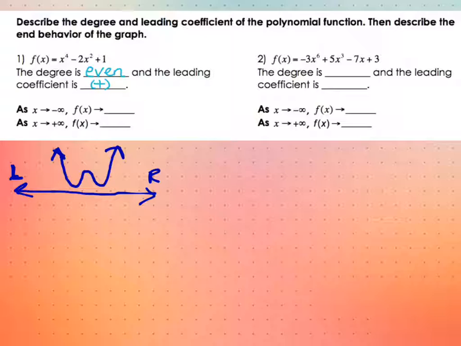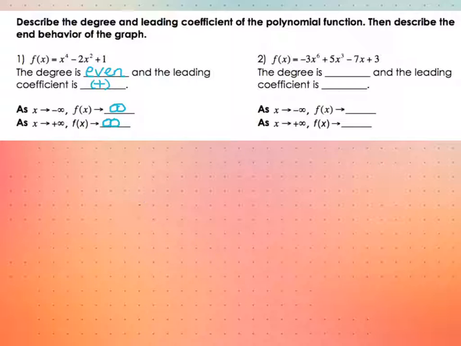All right, so on the left, as we go up to the left-hand side, this graph is going up, okay, infinitely. So we would say that it's going to infinity, okay? And on the right-hand side, it's doing the same thing. So that's where we get these two answers for question number 1. All right, let's take a look at question number 2.